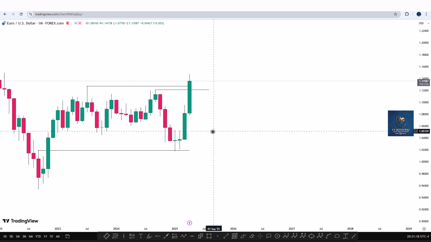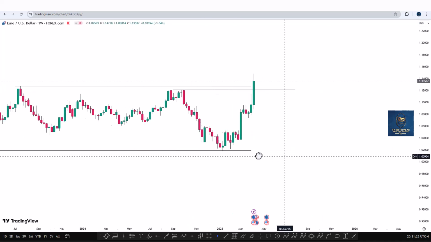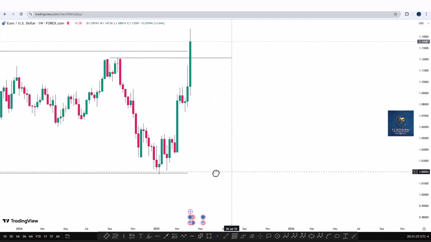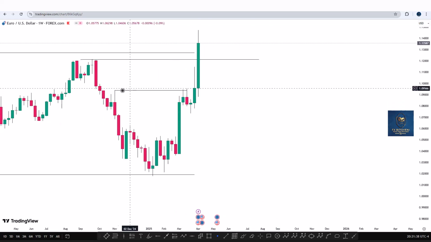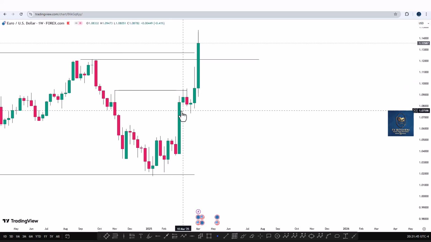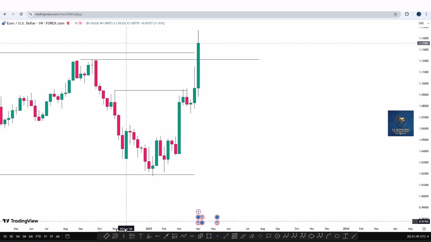If you switch to weekly, and try to see what happened once we get a run on this area. See that? This is a short-term liquidity that is run. What else? A pullback to our zone. Pullback to our zone. See that?